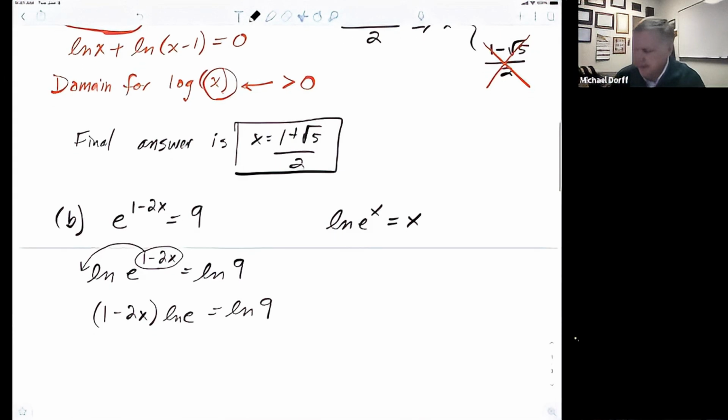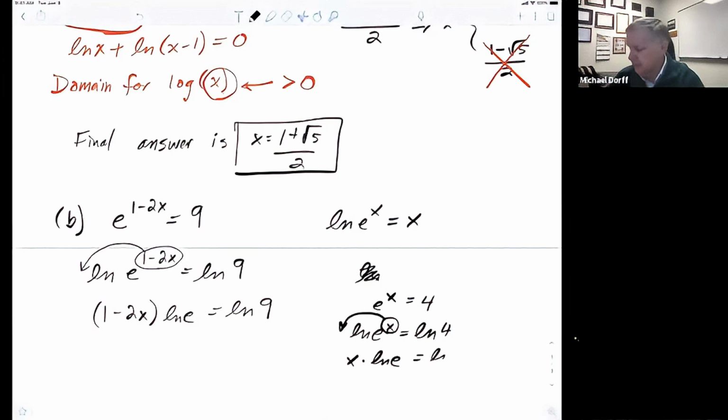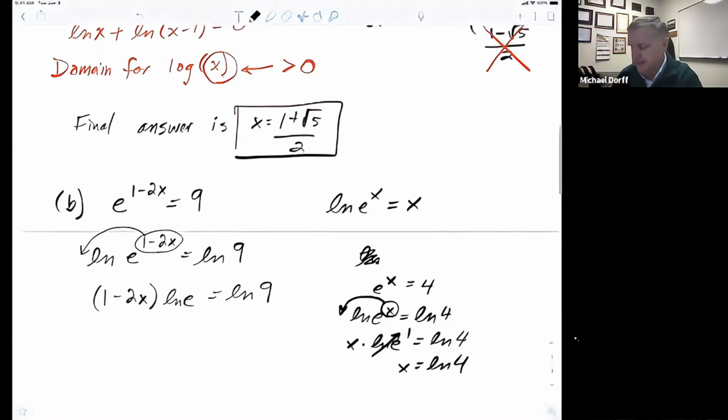So again, anytime you have something like e to the x and you want to bring that x out front, let's say we had e to the x equals 4, I'm going to take the natural log of both sides, and by the properties of logs, I can bring that x out front, and I have x times the natural log of e equals the natural log of 4, and the natural log of e is 1. And so I just get x equals the natural log of 4. So that's a really useful technique here.